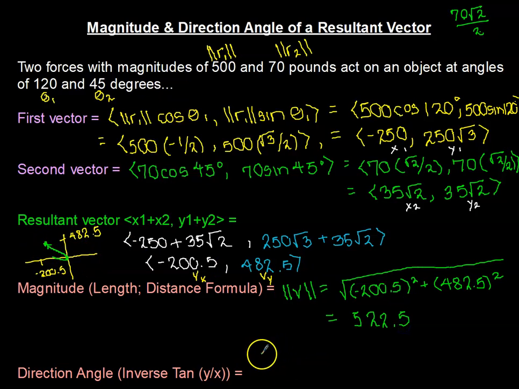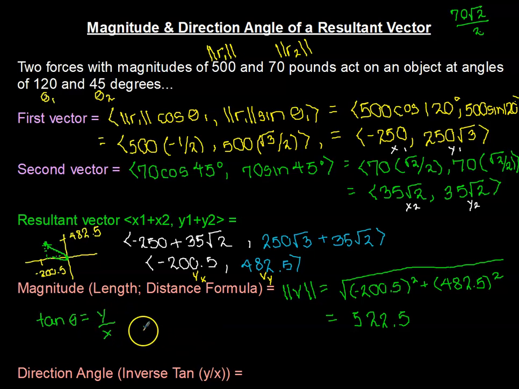And to find the direction angle, so just remember, you have the x and you have the y. If you have the x and you have the y, that means you have the vertical and the adjacent. Notice that this is the height. If I were to make a triangle out of this, you have the height, which is 482.5, and you have the adjacent side, which is 200.5. Using SOHCAHTOA, tangent is opposite over adjacent, which is why the direction angle is always the inverse tan of y over x. So I'm just going to write this out on the side. So tangent of theta equals opposite over adjacent, or y over x.